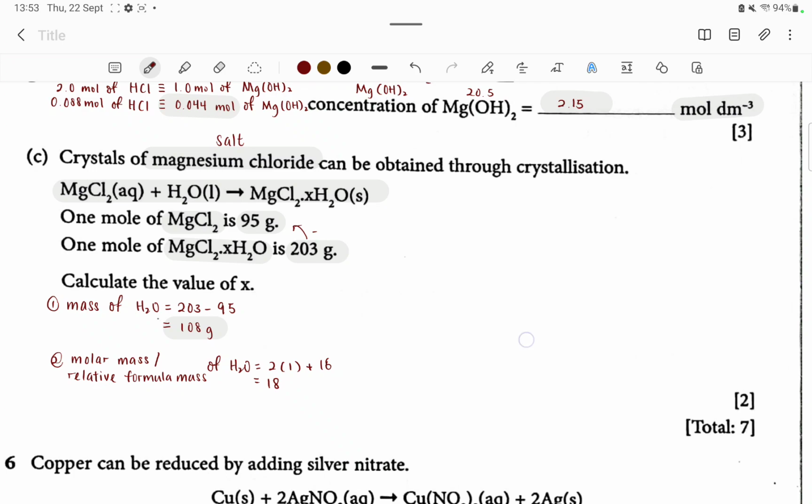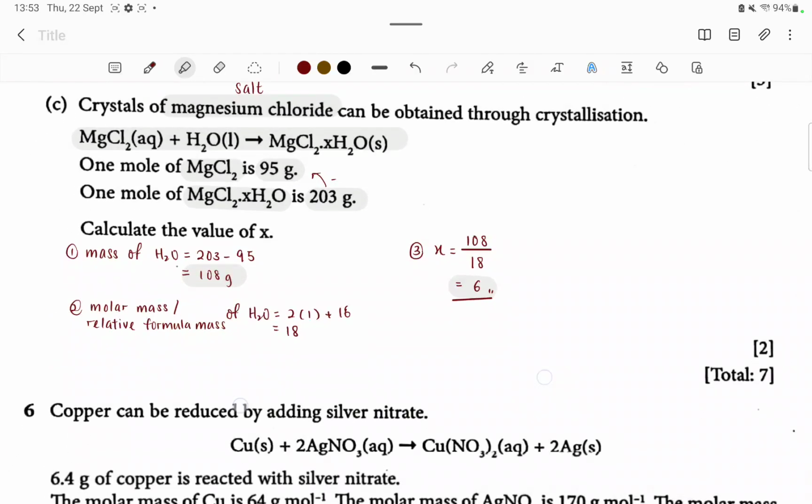And then third one is to find the value of X. You use the 108 divided by 18. Press calculator, you should get 6. So this is how you get your second mark. Okay, so this is all for number 5. So let's look at number 6.